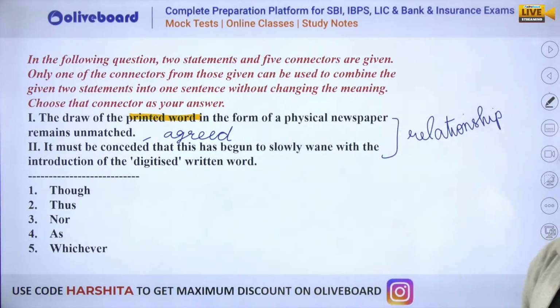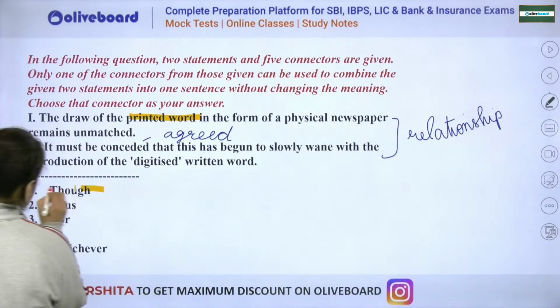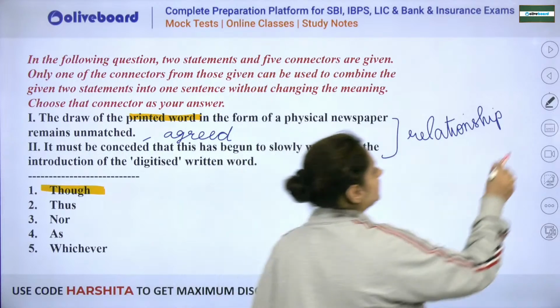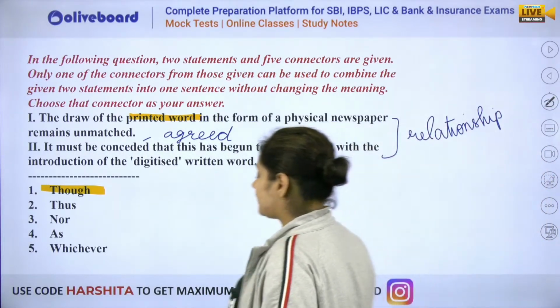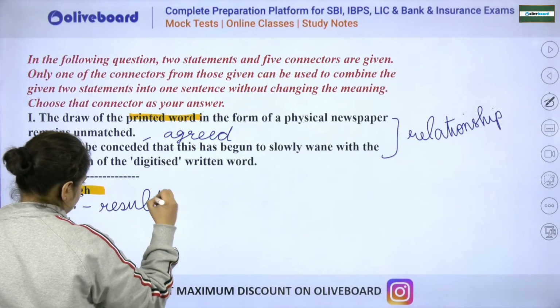Okay, so guys, now this is a little tricky one. In the question, if we combine them together without changing the meaning, they have not said it has to be a starter. The word can come in between. Okay, so the draw of the printed word in the form of a physical newspaper remains unmatched, though it must be agreed. Now I think Manjeet was right, because the other options are easily eliminated. How? You are not showing result or conclusion, so thus is cancelled.